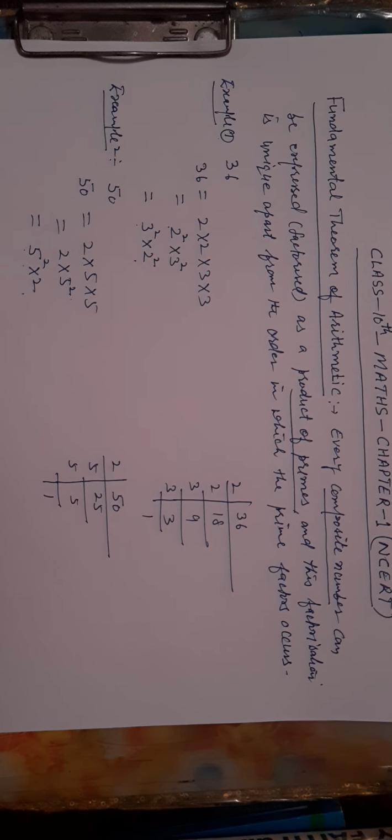After this we will start exercise 1.2 in the next video. So you must see this video first. The theorem should be understood properly. You must be clear about composite numbers and prime numbers, so that we can factorize the given numbers in exercise 1.2 very easily, and you will definitely learn this in a very easy way.